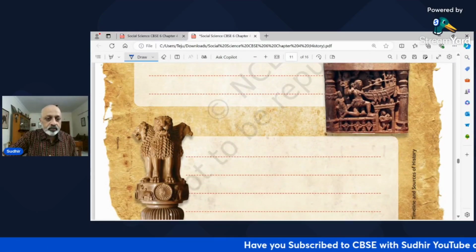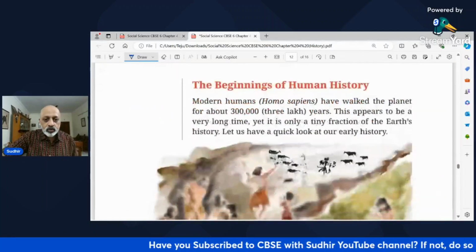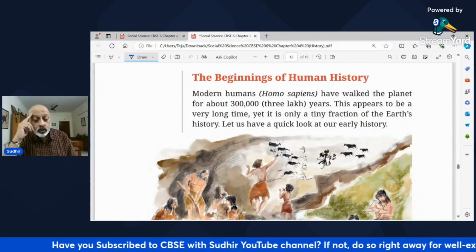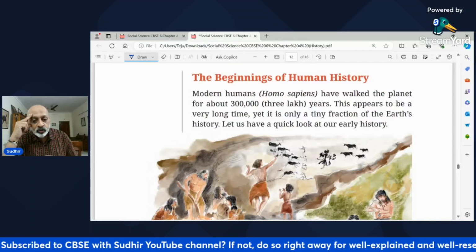This is the Ashoka pillar, right? The Sarnath one. From where the Ashoka emblem was taken for the government of India.